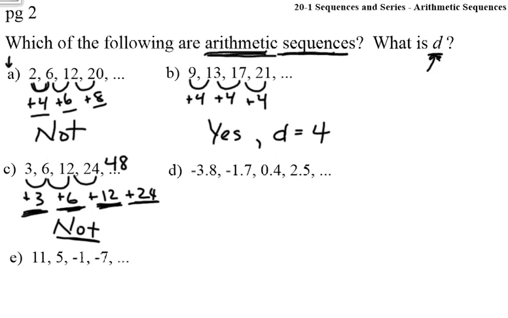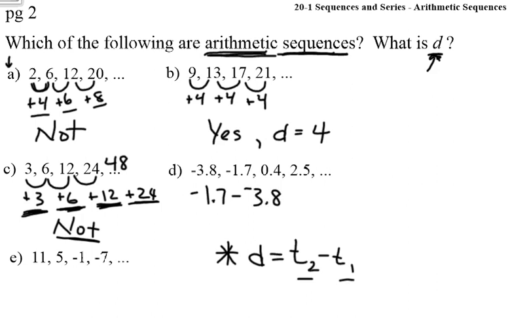Now, D and E, we start to get to sequences that might not have a value that's quite as straightforward. Well, here's what's important. We can always calculate the D value by taking a term and subtracting the term previous to it. Whether it's taking term 2, negative 1.7, subtracting the previous term, which is negative 3.8.